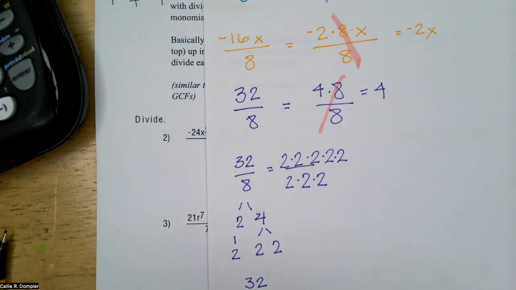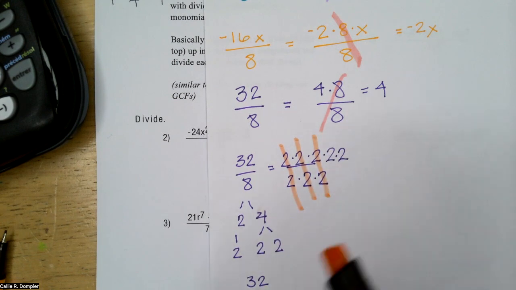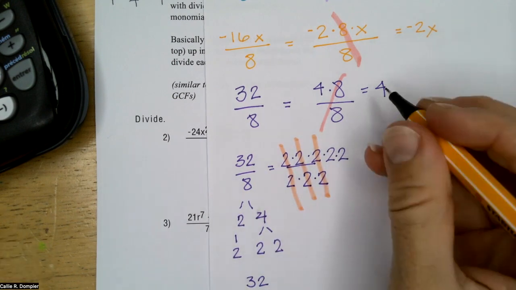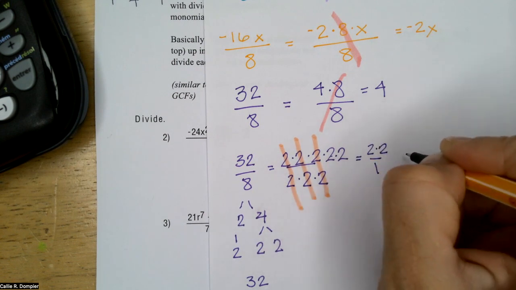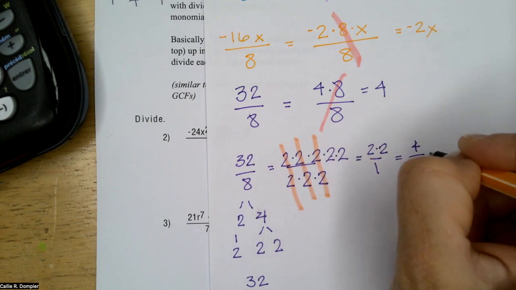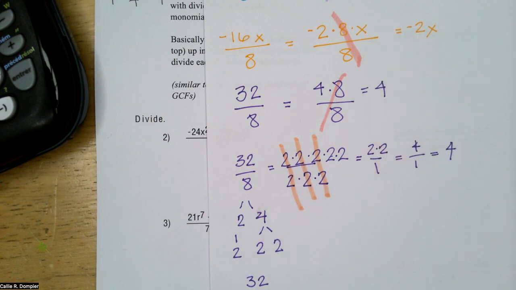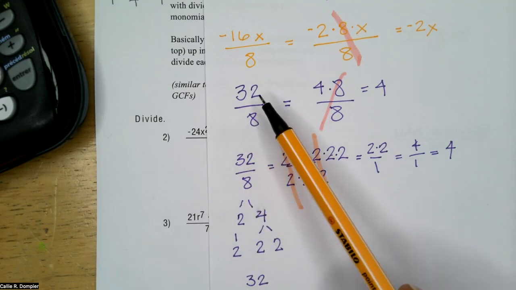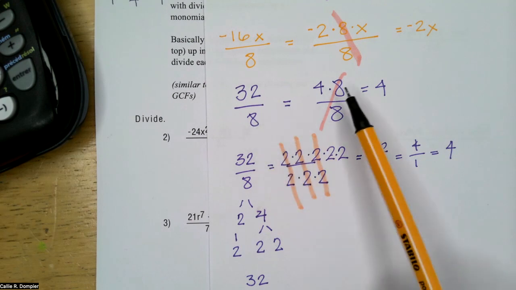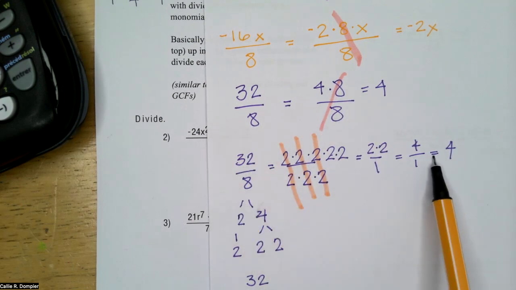This is just for the future, if you're stuck and you don't know what to do. And then you can start canceling them. And what you get is there's nothing on the bottom, 2 times 2 on the top. 2 times 2 is 4. 4 over 1 is 4. Okay, so there are different ways to do it. In terms of factoring, if you see that you can take 32 and divide it by 8, do that because it's a bit more complicated, but it will work the same.